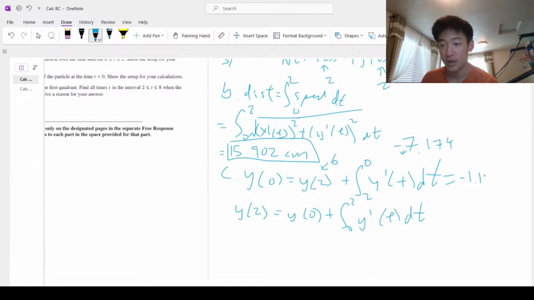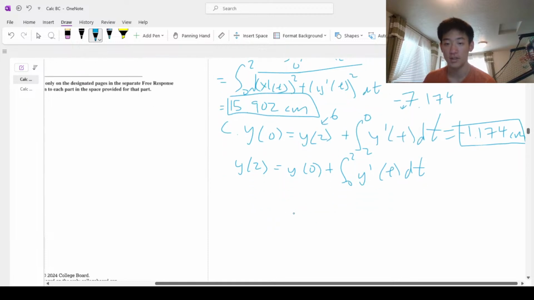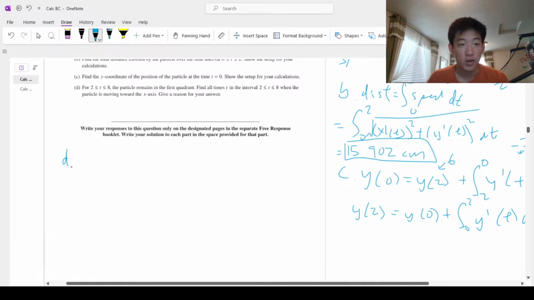So this is going to be negative 1.174, and this is centimeters for the y coordinates, and then you're going to get the same answer from this method too, just because that's how math works.